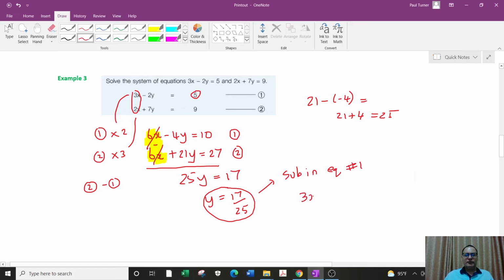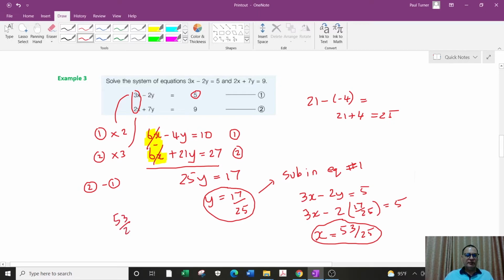Put it in. So 3x minus 2y equals 5. So that's 3x minus 2 times y, and y is given 17 on 25 equals 5. Now, if you were to calculate that and rearrange, you'll get x equals 53 on 25. So this is quite difficult. You can use the calculator for that part. So your solution then is 53 on 25 and 17 on 25. And you can substitute the numbers back into your equation and check you get these answers.